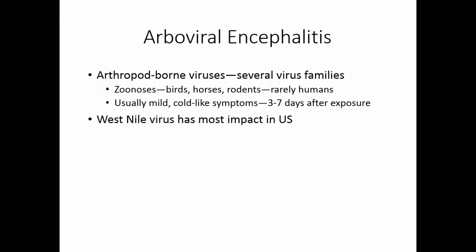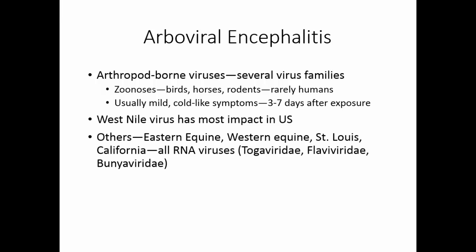The West Nile virus has had the most impact in the United States. Other viruses include Eastern equine encephalitis, Western equine encephalitis, St. Louis encephalitis, and California encephalitis. All of these viruses are RNA viruses. Eastern and Western equine are in the Togaviridae family. St. Louis and West Nile are Flaviviridae, and the California is a Bunyaviridae.